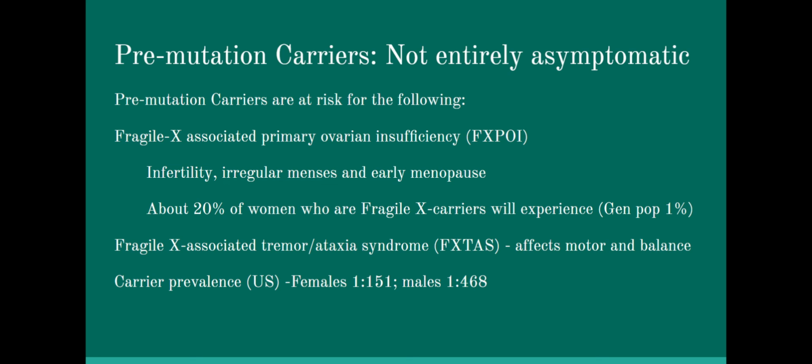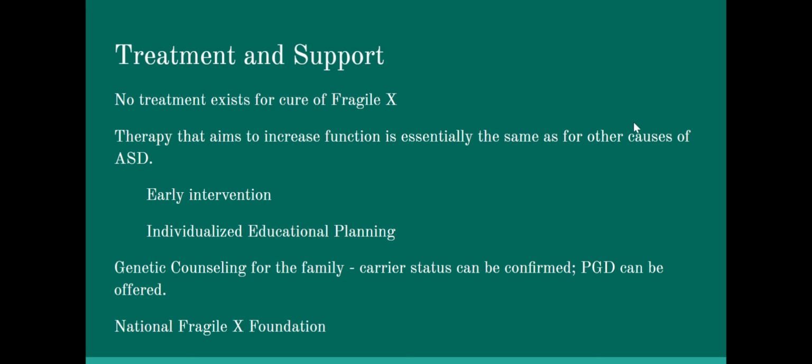Also associated with Fragile X is Fragile X associated tremor and ataxia syndrome. It affects motor and balance. The carrier prevalence in America for Fragile X is females, 1 out of 151 women, and males, 1 out of 468. So you can see it's a pretty big number of people relative to the number of people with full Fragile X. No treatment exists for the cure of Fragile X, but there is therapy, like for all autism spectrum disorders, to increase social skills, communication skills, sensory processing issues, and cognitive delay.